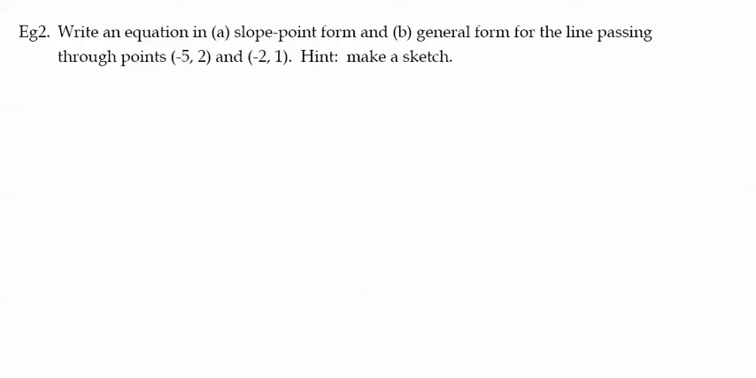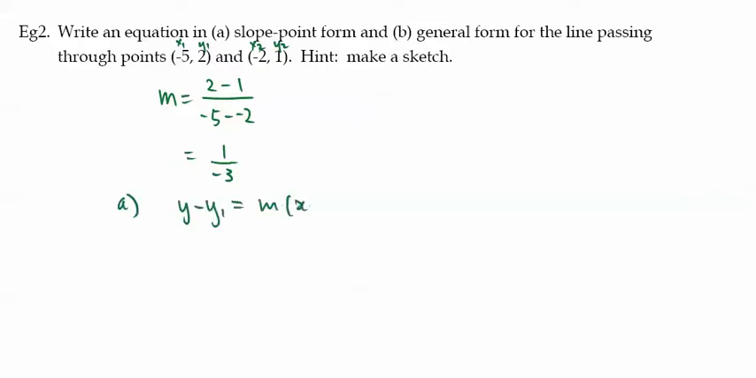Here in example number 2, we have 2 points given to us. Although we don't have the slope given, we can use these 2 points to calculate the slope. Using the slope formula, y2 minus y1 over x2 minus x1, we will have 1 over negative 3. This is x1, y1, and x2, y2. And once I have the slope, I can now create the equation in slope point form.